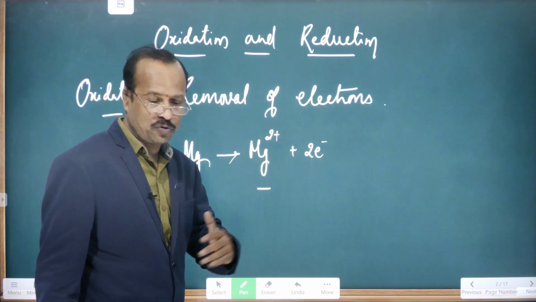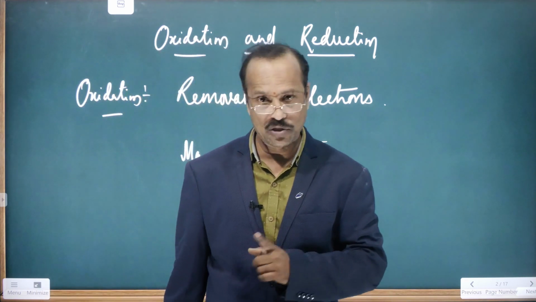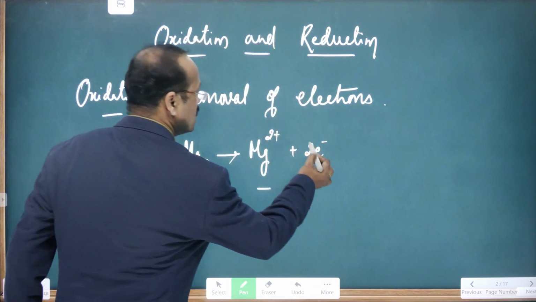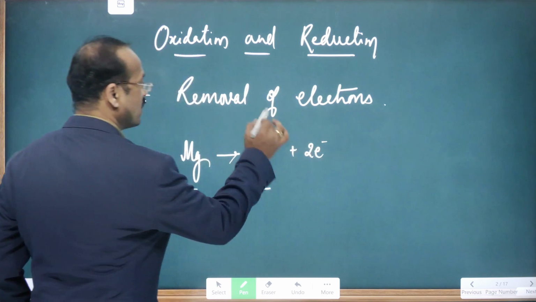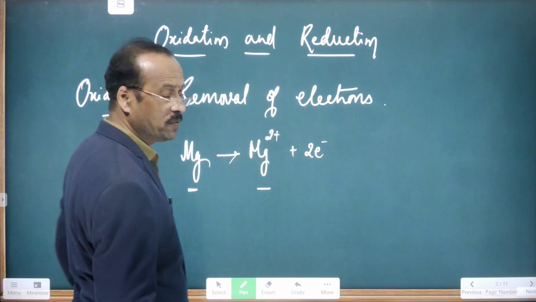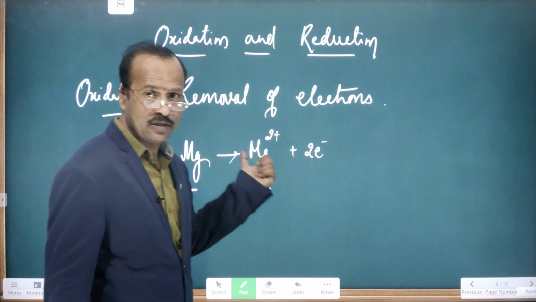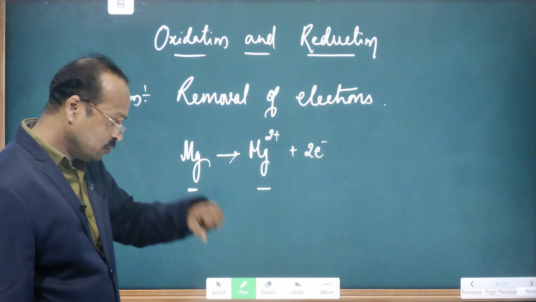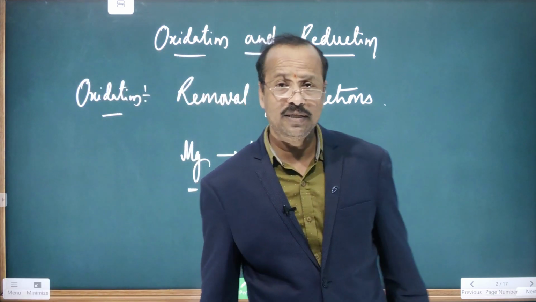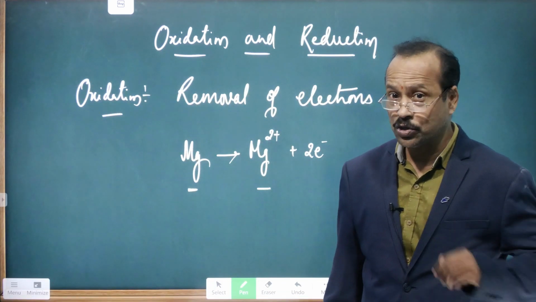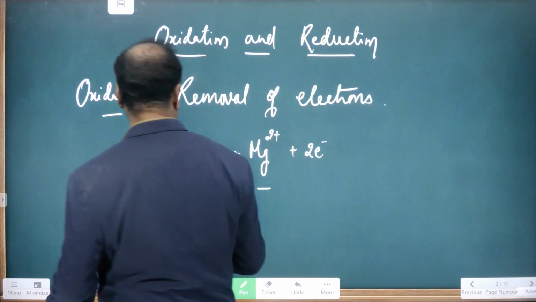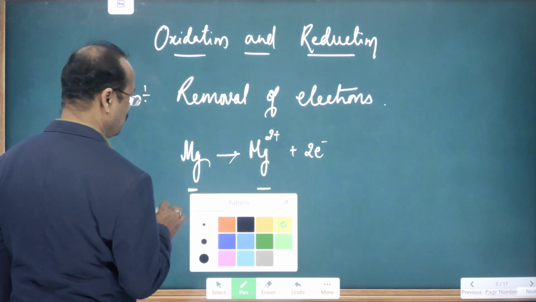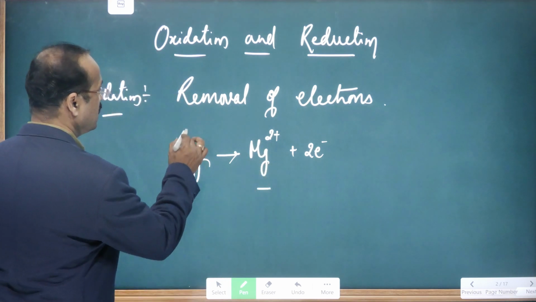So removal of electrons from an atom or ion is called oxidation. Here magnesium is losing 2 electrons; 2 electrons are removed from magnesium to form the magnesium ion. This process is called oxidation. Clear? Now one more important thing. In the last class we discussed the oxidation number, right? So what is the oxidation number of magnesium here?